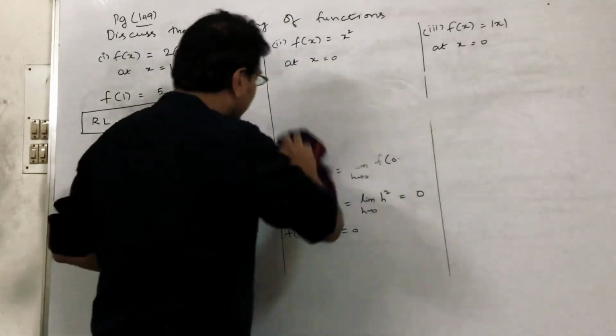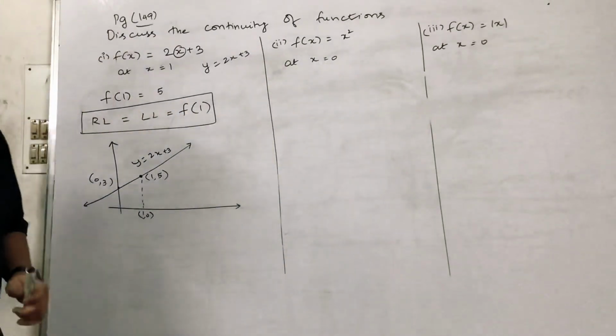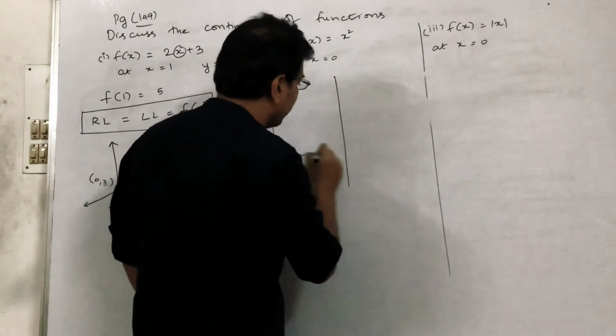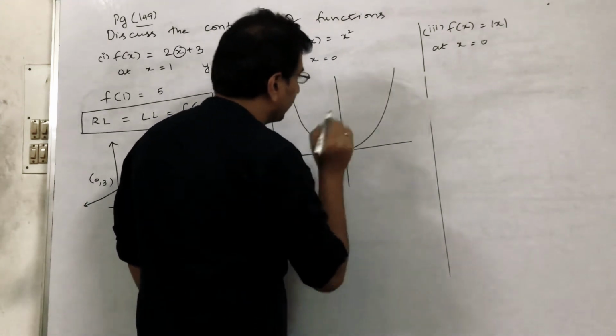So when you try to analyze it graphically, what does this function say? y is equal to x square. y is equal to x square is what? It is an upward parabola.